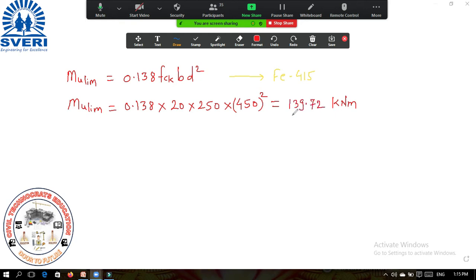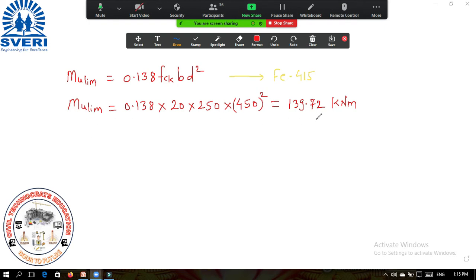139.72 kilonewton meter. Am I right? Into 10 raised to 6, are you getting? Kilonewton. Yes. Okay. So 139.72 kilonewton meter is the value of Mu limiting. Now calculate the value of Mu2, the moment required for the additional section.